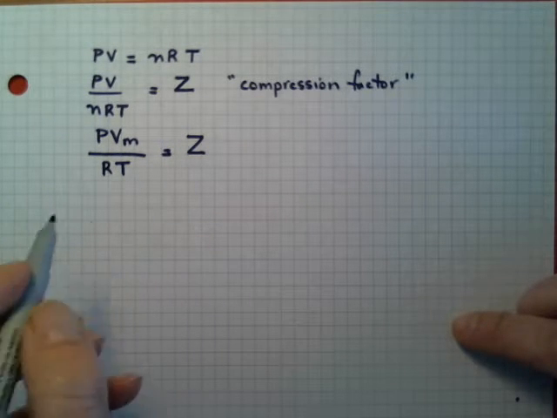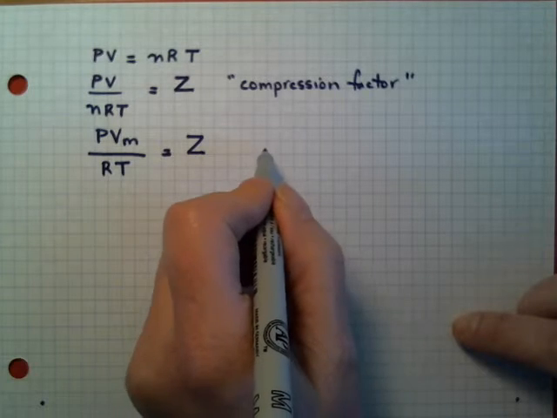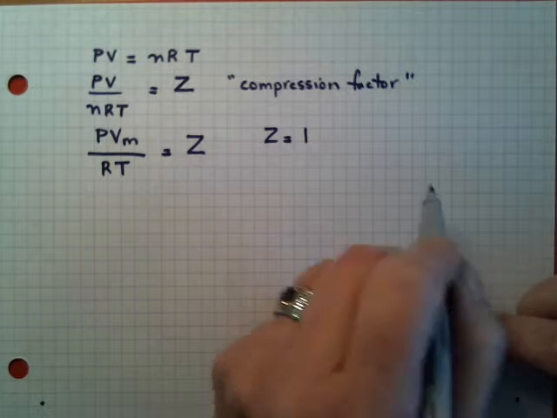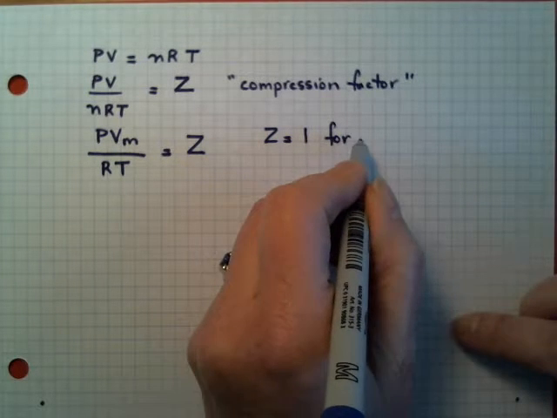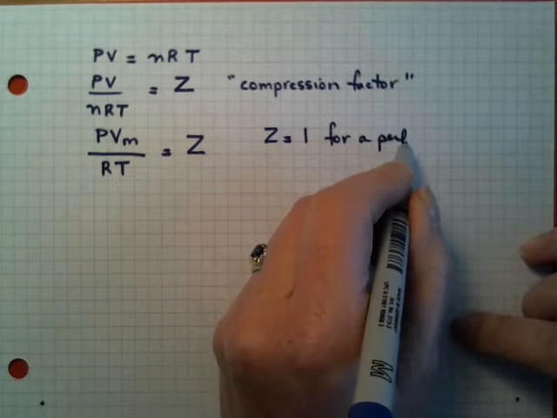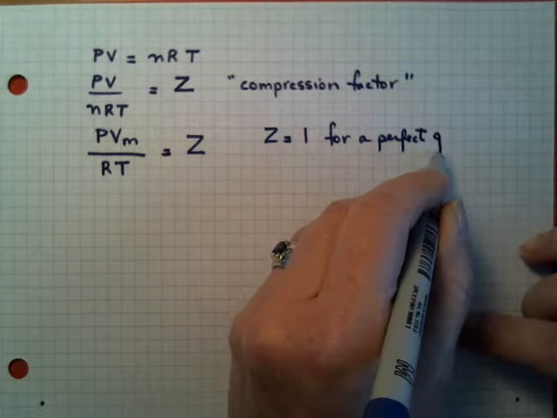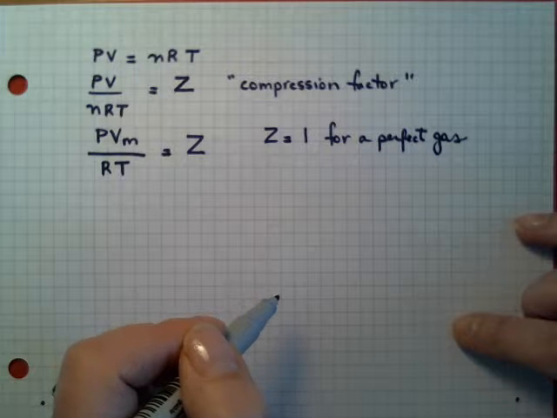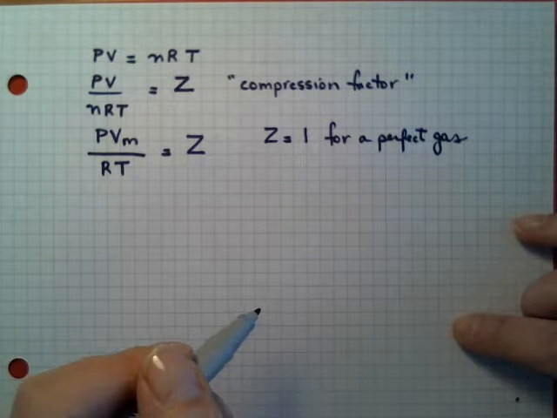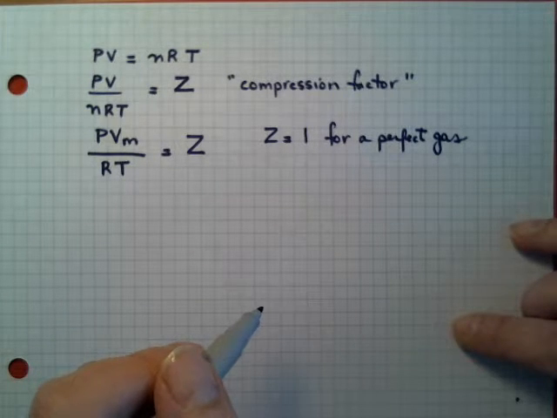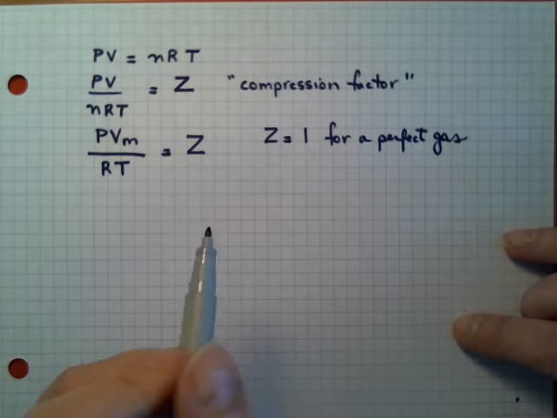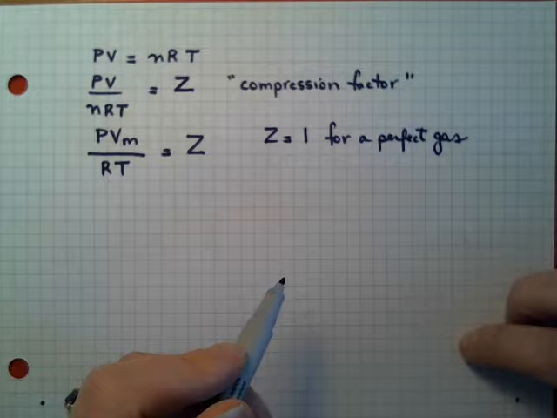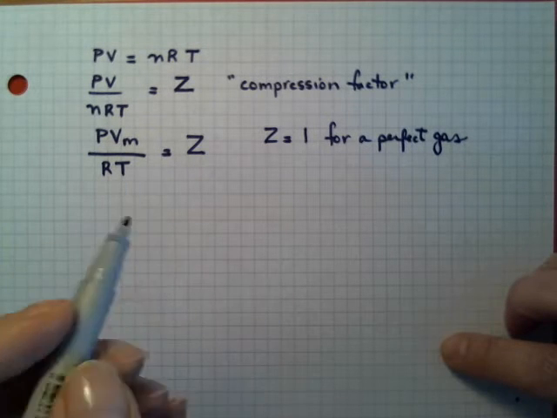So indeed, Z is equal to 1, exactly 1, for a perfect gas. Up until now, we may have heard about an ideal gas, but the terminology in the current textbook that we're using talks about a perfect gas.